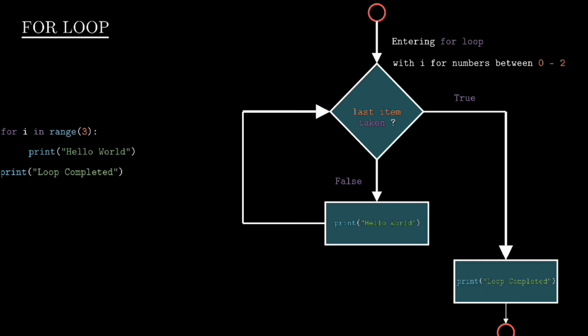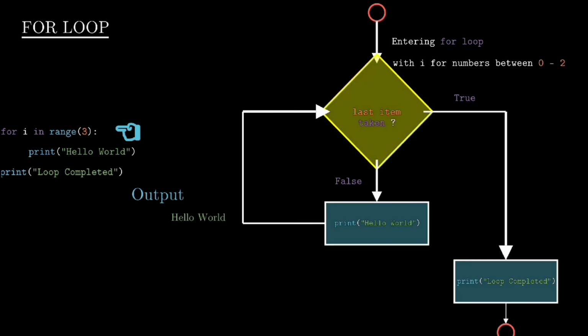If that's true, it goes through the part that says true and prints loop completed, and the program ends. So let's say the finger is in the first line now. Check if we've picked the last item, which is false. It picks 0, goes down to the first part and prints hello world. Then go back up. Check if we picked the last item again. This time around, this is false again.